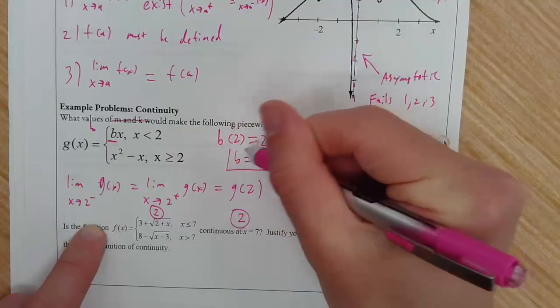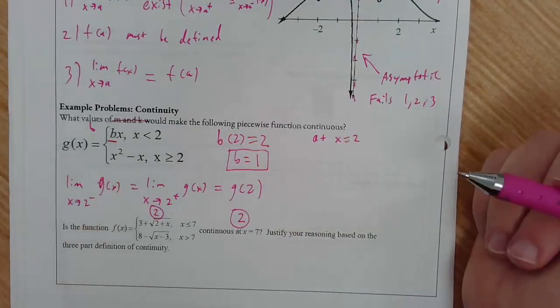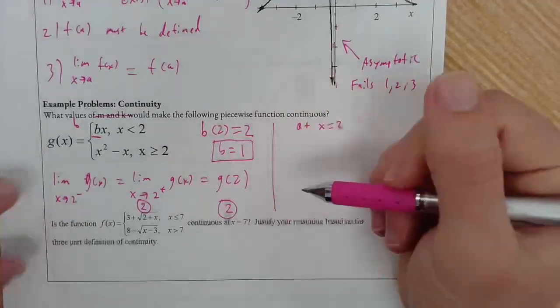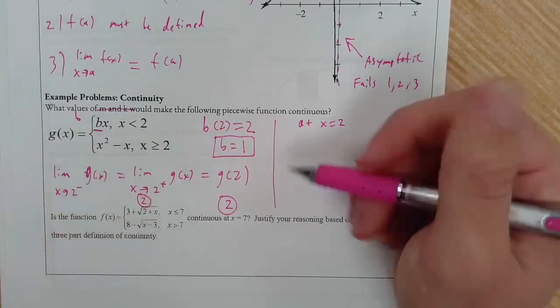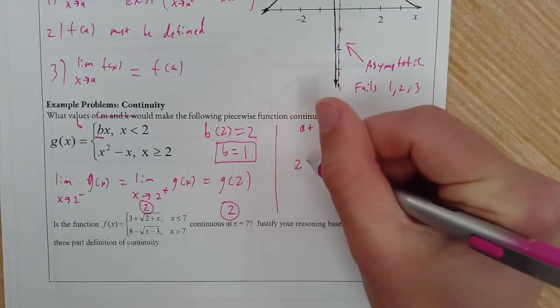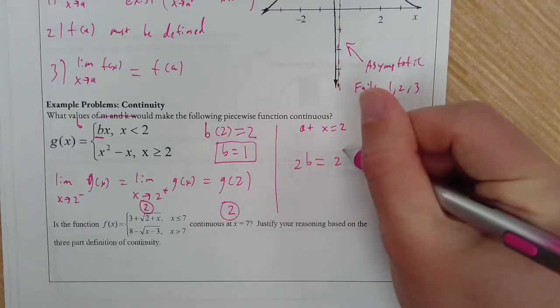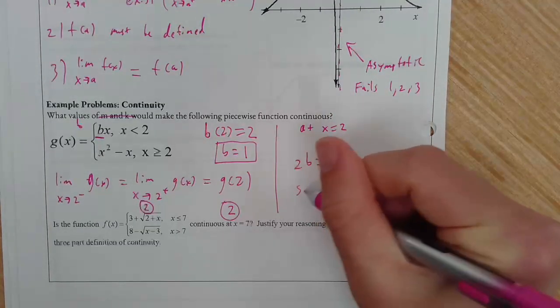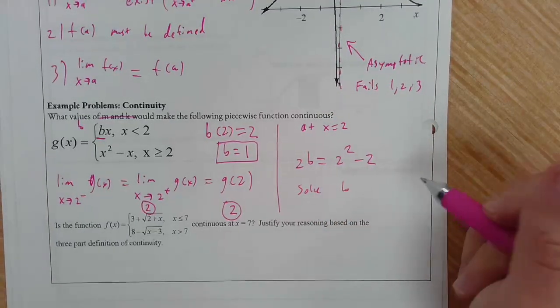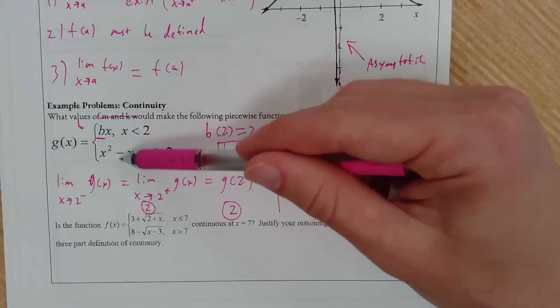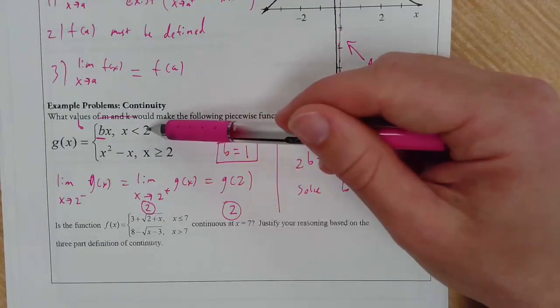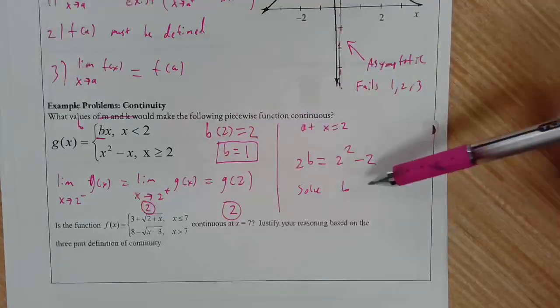So that is our answer. I think a really simple way to explain this is you've got to set both of these equal to each other at this x value. So you could say 2b has to equal 2 squared minus 2 and then solve for b. That's a really simple way of explaining it. Okay? You're setting these two parts of the piecewise function equal to each other at this value. That's how you find out what b needs to be.